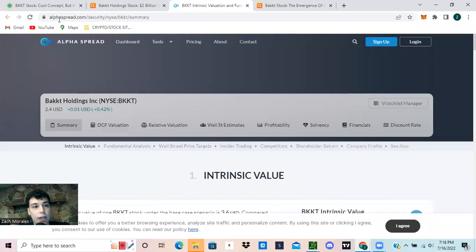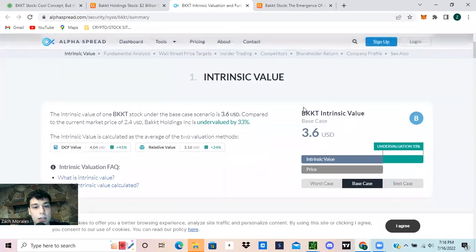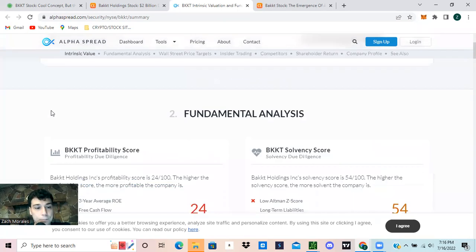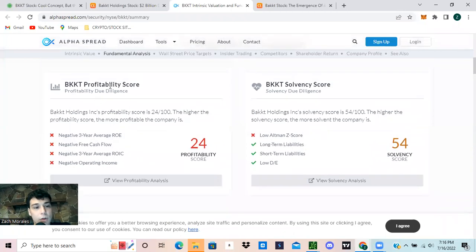All right. We can take a look here at the intrinsic value. Okay, if you go to alphaspread.com you can look at their summary of it. One of the most famous investors of all time is Warren Buffett, right? And his method of investing is known as value investing. What they do is they search through the books of all these companies, and they search for intrinsic value, and they want to find companies that are undervalued. Right, currently, via Alpha Spread's measurements, Bakkt Holdings is undervalued by 33% with a base case scenario of 3.6 USD.